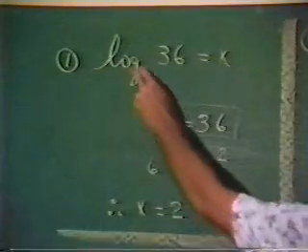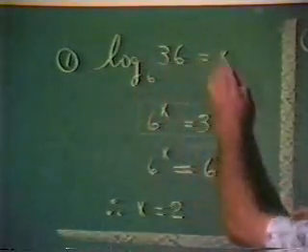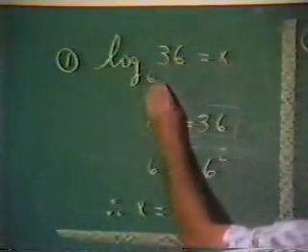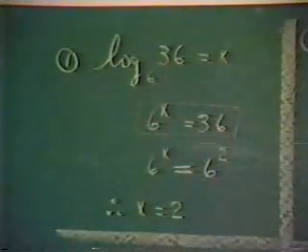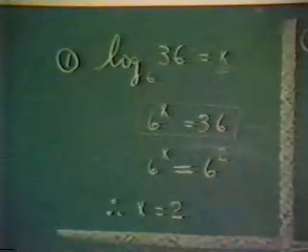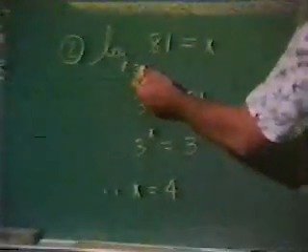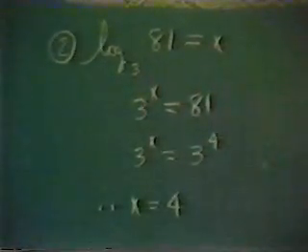The log of 36 is what power must we raise the base to get 36? And 2 works. So the log of 36 is 2. All right, example 2. The log of 81 base 3 is equal to what?